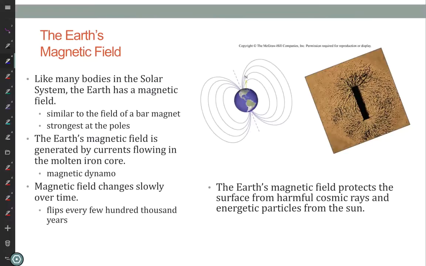People noticed that if you had a magnet, one side would point to the North Pole, and so they called that the north-seeking pole. But then they further learned that north is attracted to south, that opposites attract. And so the north-seeking pole is seeking the south magnetic pole of the Earth. So in the Earth, if this is the North Pole, then it's the south magnetic pole.